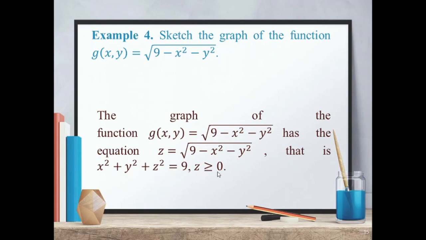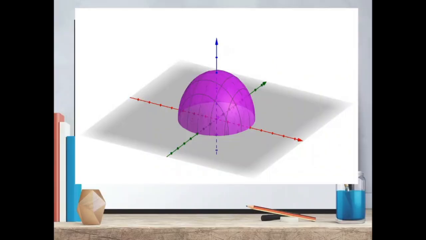Therefore the graph of the given function g(x, y) is nothing but x² + y² + z² = 9, z ≥ 0. But this equation x² + y² + z² = 9 is nothing but the equation of a sphere having center at (0, 0, 0) and radius 3 units, and z ≥ 0 implies that the graph contains only non-negative z values, and therefore its graph is shown in this diagram.